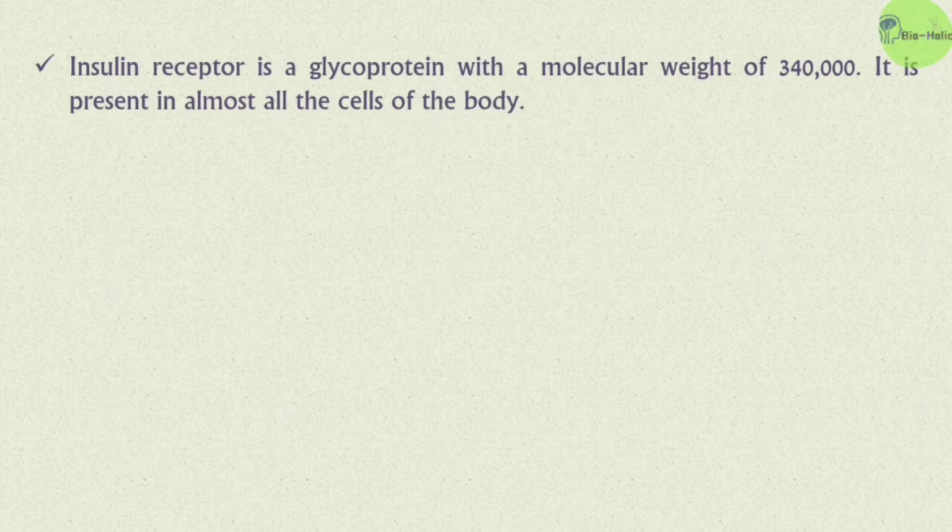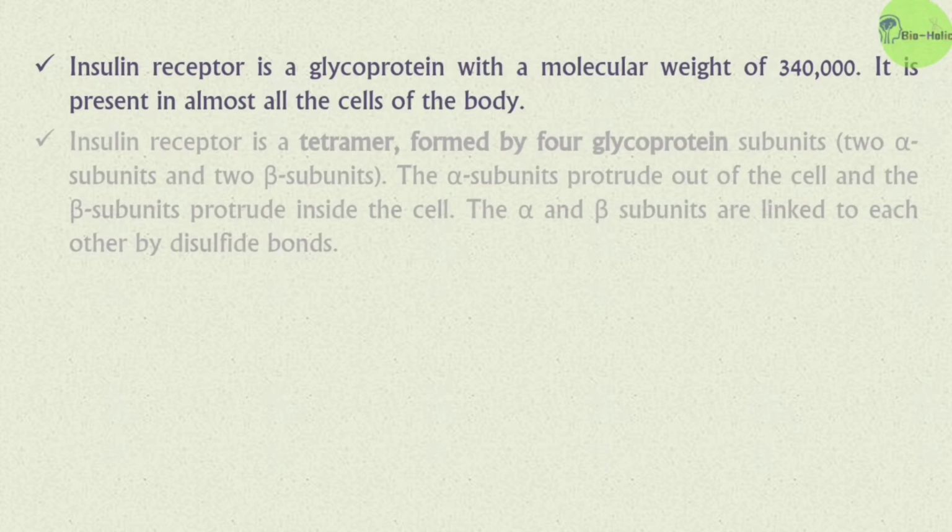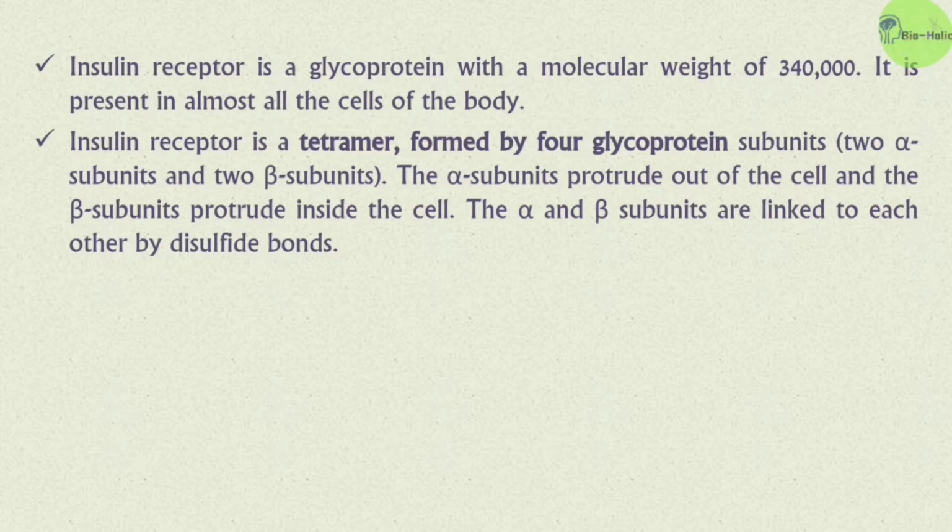It is present in almost all the cells of the body. Insulin receptor is a tetramer formed by 4 glycoprotein subunits, 2 alpha and 2 beta. The alpha subunits protrude out of the cell and the beta subunits protrude inside the cells. The alpha and beta subunits are linked to each other by the disulfide bonds.